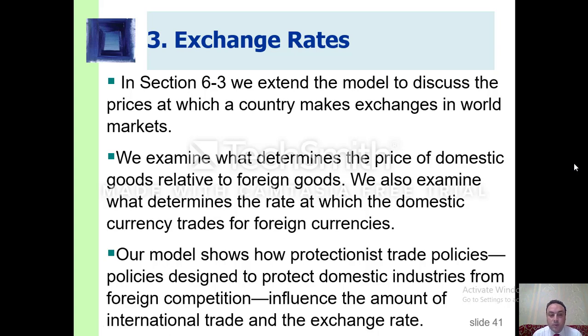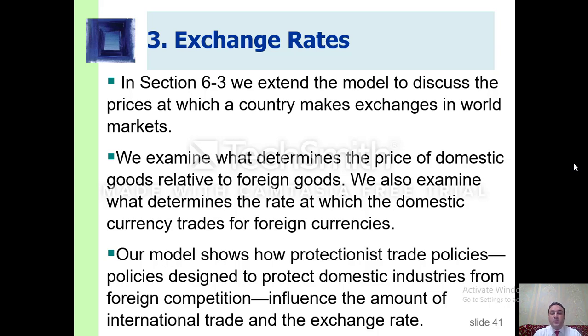Today, inshallah, we are going to finalize this chapter about the open economy. We studied the trade balance and the difference between exports and imports and the net capital flow. Now we are going to study the exchange rates and how it determines these variables.